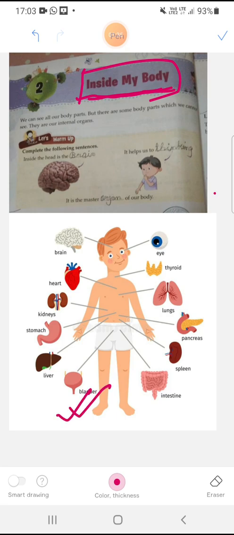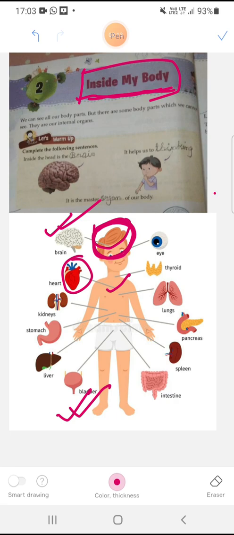This is a boy. Whether boy or girl, inside the head there is the brain. All of you have a brain, and for that only you can learn things, think, memorize, and keep things in your memory. Our brain is found here inside our head. Then you see the heart. The heart is found on the left side of our chest.